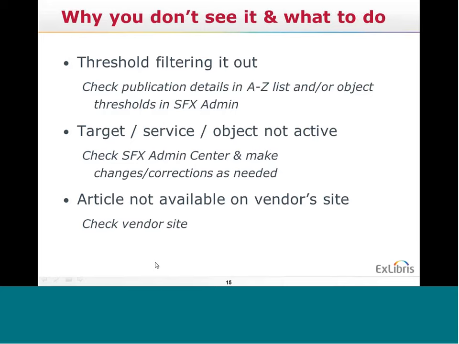Or the article may not be available on the vendor's site, and this can happen for a variety of reasons. Remember that SFX works at the journal level. So if the journal is available and the article is within the coverage dates for the journal, SFX is going to assume that that specific article is there on the vendor site. One of the first steps to take is to search for the article with the information that you have and search for that article on the vendor's site and confirm that it's there. If it's not, SFX then won't be able to find it either. And then you can ask the vendor directly why it's not on their site.